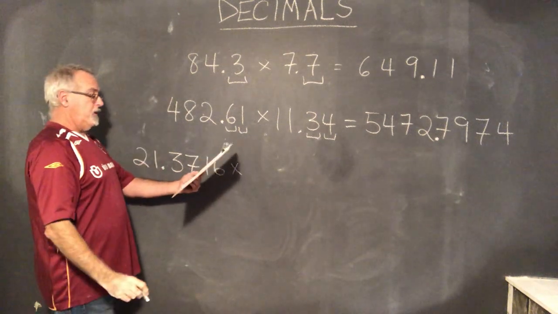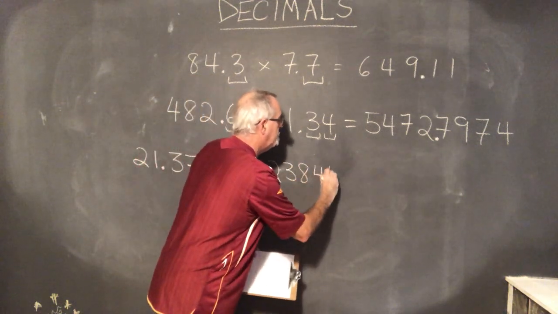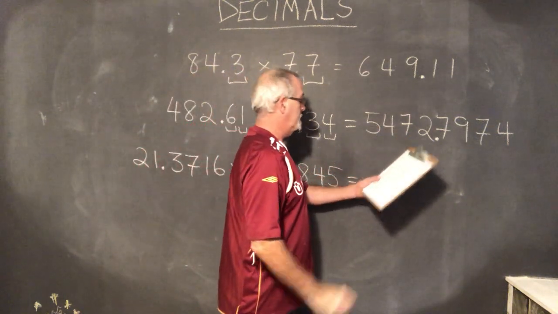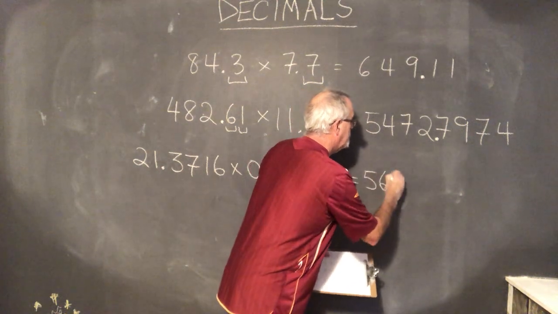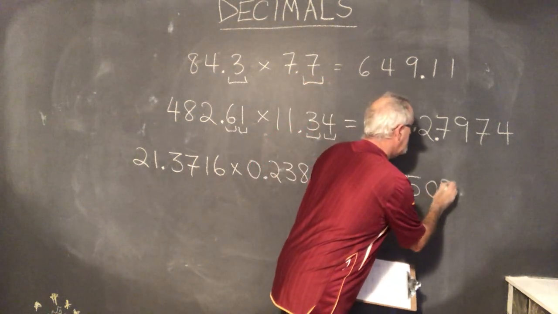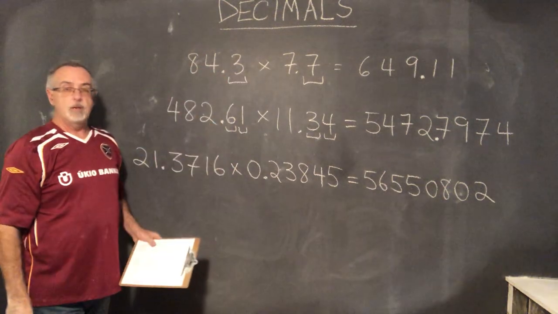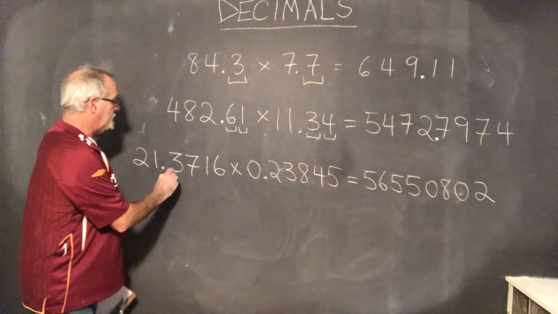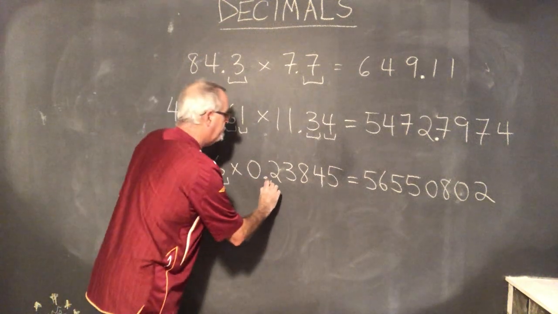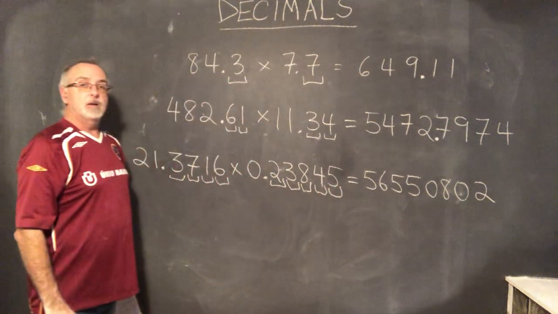times 0.23845. 0.23845 equals 5655. Not finished. Where'd it go? 0802. Again, an 8-digit number because that's as big as I could fit into my calculator's display screen. And now I'm counting digits. 1, 2, 3, 4, 5, 6, 7, 8. Uh-oh, 9. Calculator can't do this.